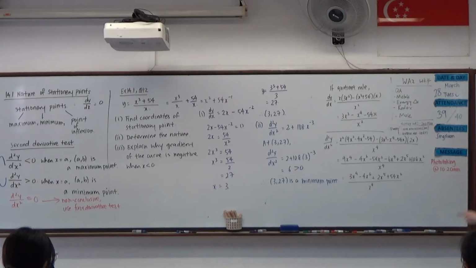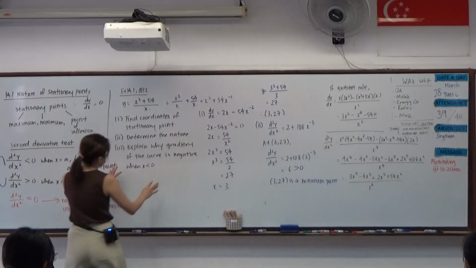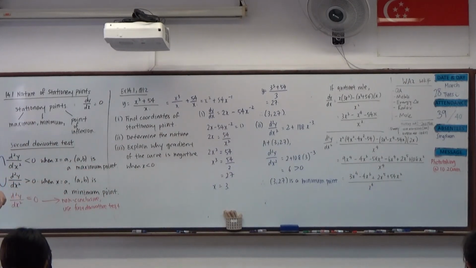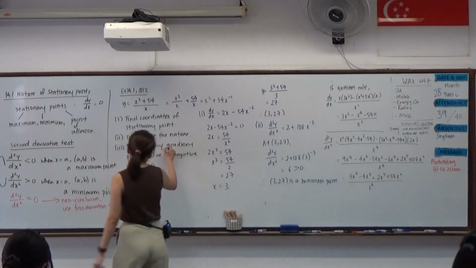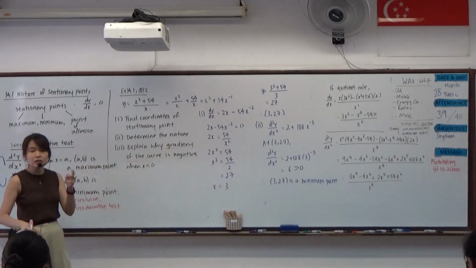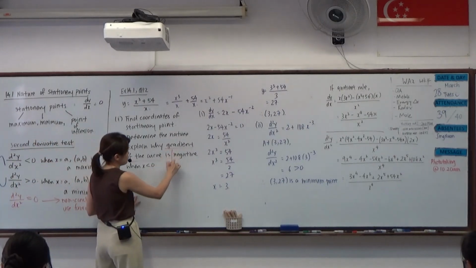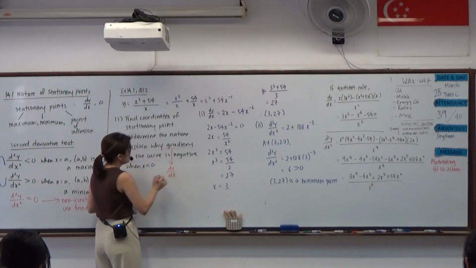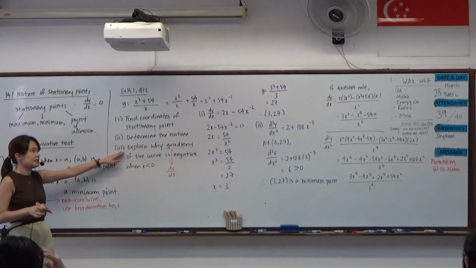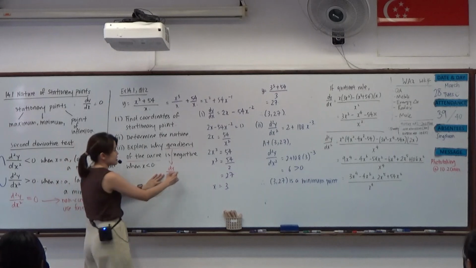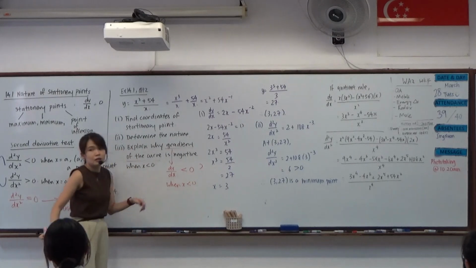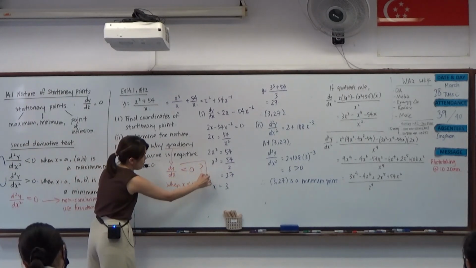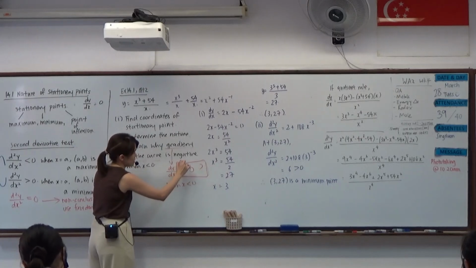Okay, I want us to know how to go about explaining in part 3 why the gradient of the curve is negative when x is less than 0. Let's try to understand what the question is trying to ask first. They're asking why the gradient of the curve, and the gradient of the curve refers to your dy over dx. So the question essentially is asking, explain why dy over dx is negative when x is less than 0. This is the conclusion that I want to reach.